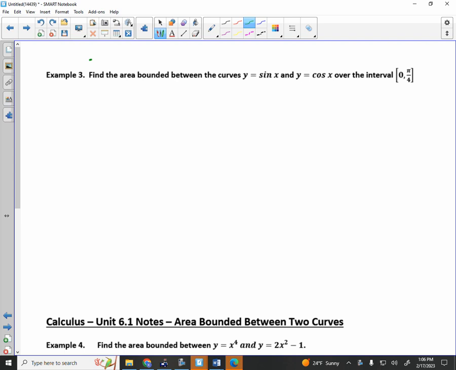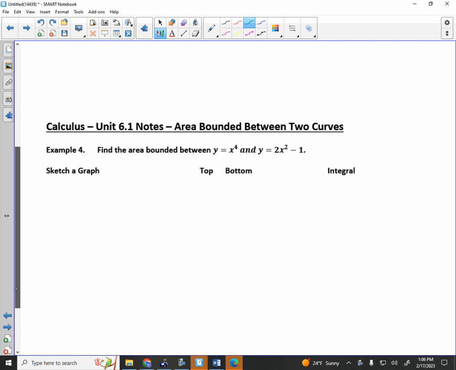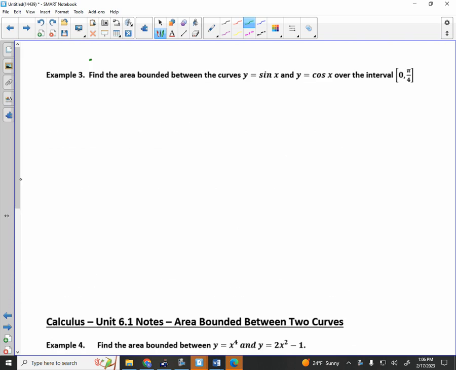So let's try one last one before we get to the other. We'll do this on Tuesday then. It says find the area bounded between the curves y equals sine of x and y equals cosine of x over the interval 0 to pi over 4. Where do you want to start? Graph.